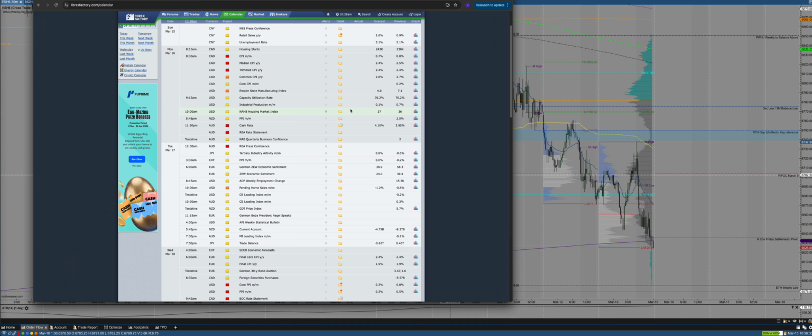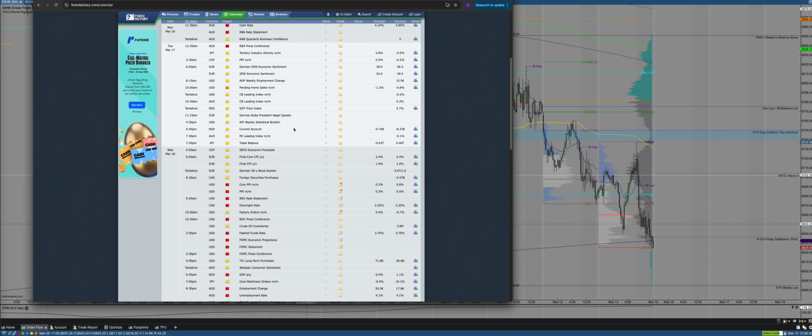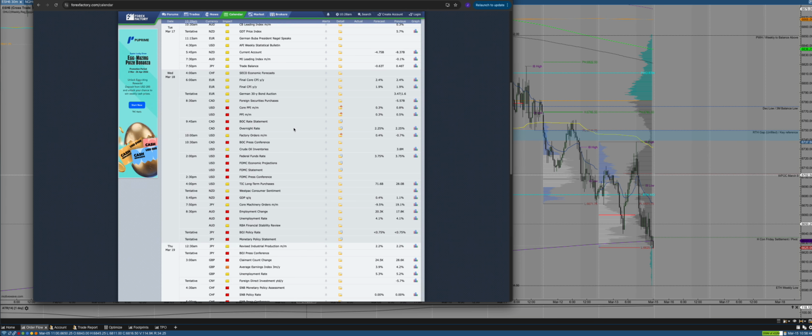So getting data out of the way, we don't have a ton until later in the week. Monday we have the Empire State Manufacturing Index at 8:30, not really important to be honest. Tuesday we have 8:15 ADP weekly employment, 10 a.m. pending home sales. Wednesday we have PPI at 8:30 a.m., and then Wednesday we have the FOMC rate decision at 2 p.m. and then the press conference at 2:30 p.m. So get ready for that, whatever the market wants to do.